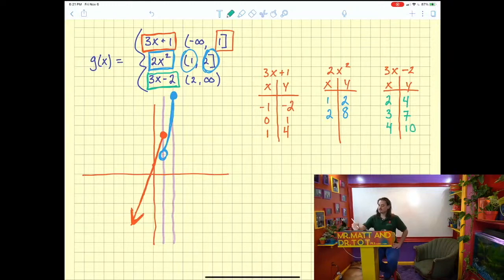Now at the endpoint, we are exclusive, so we're going to have a hollow dot at (2, 4). Then I'm just going to place guiding points at (3, 7) and at (4, 10). That's all the way up here. So it kind of goes off my graph a little bit. But you really only need 2 points to connect and make a line, of course. So the green function would look something like that.